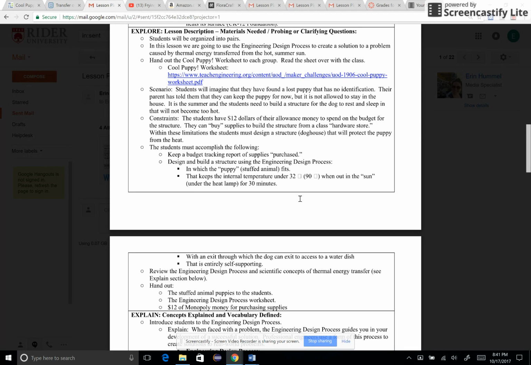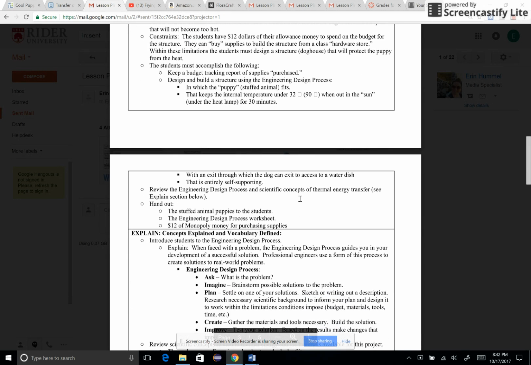So the constraints to this project are that the students have $12 of their allowance money that they can spend. This is a budget for creating the structure. So the students will be given Monopoly money, $12 of it, and they'll be able to shop at and buy supplies from a class hardware store to get the materials they need to build this doghouse.